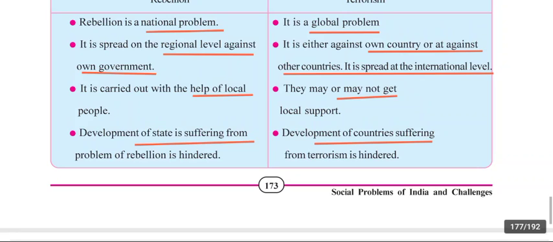Development of state is suffering from the problem of rebellion. That means if rebellion goes on for a very long period of time, then the local development of a state is hindered, stopped, or it remains underdeveloped.